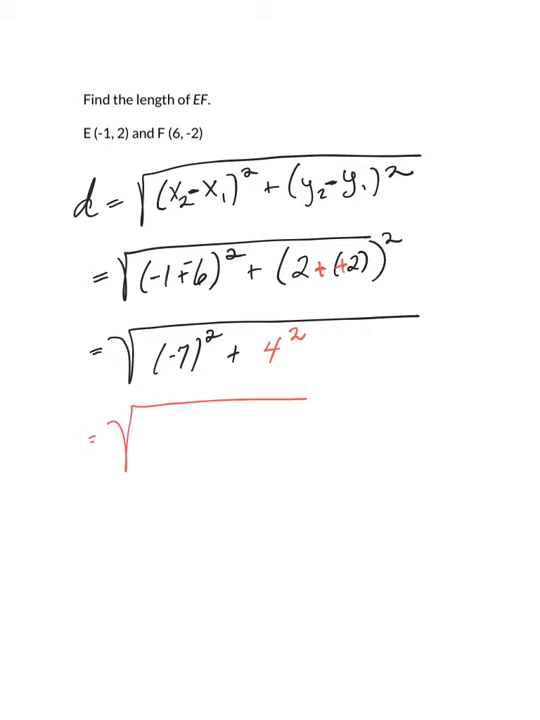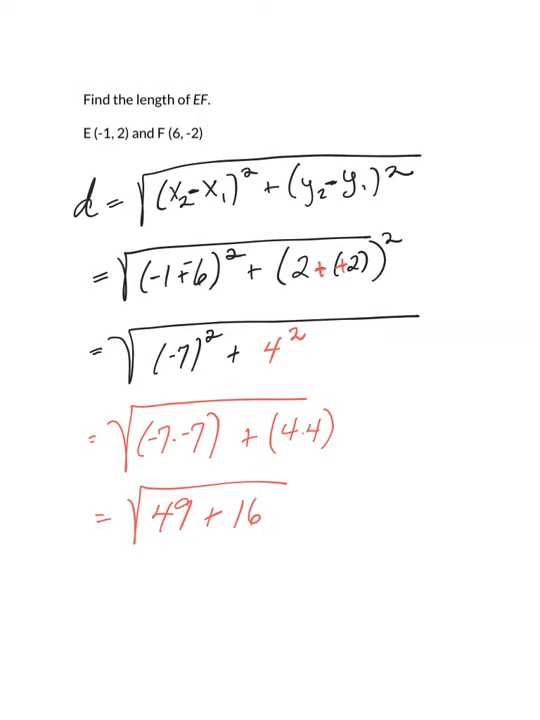Now we're going to do our exponents. Remember, negative 7 squared is the same as negative 7 times negative 7, and 4 squared is the same as 4 times 4. A negative times a negative gives me a positive. So this is going to give me 49 plus, and 4 squared is 16.